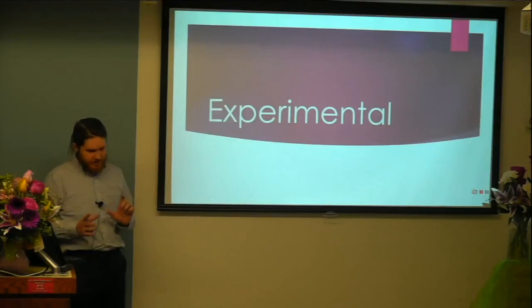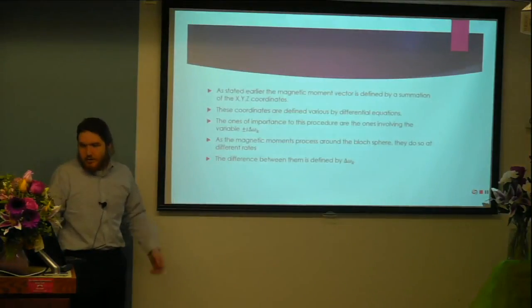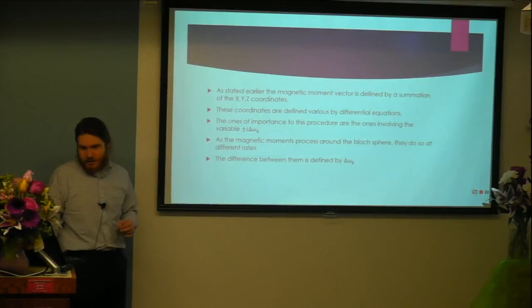Specifically, the disorder is the variance between each individual magnetic moment as it moves. As stated earlier, they are defined by the summation of the x, y, and z coordinates, which are defined by various differential equations. The important variable in this is the plus or minus i delta omega k. They do so at different rates. The difference between those is defined by the delta omega k.